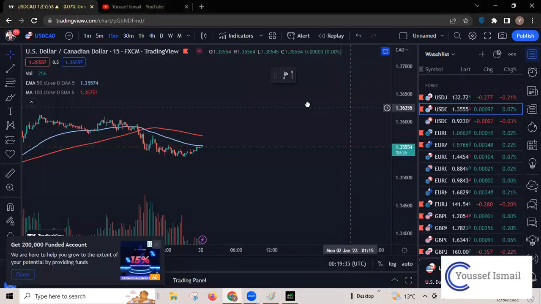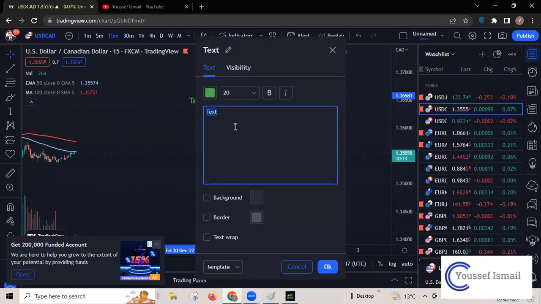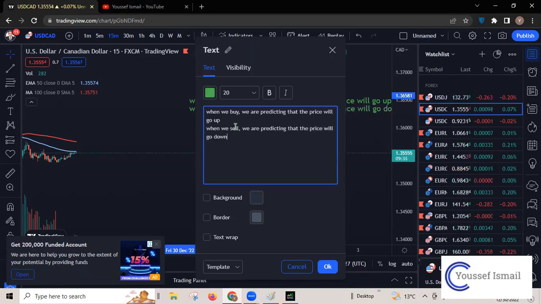Now we are going to talk about the pending orders and the difference between them. Now let us agree that when we buy, we are predicting that the price will go up. When we sell, we are predicting that the price will go down. So let us agree on that. The pending order, you can use it to set up an order that can be executed when the current price reaches the activation price or the entry price for your trade.